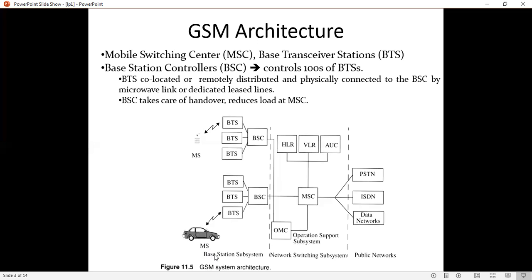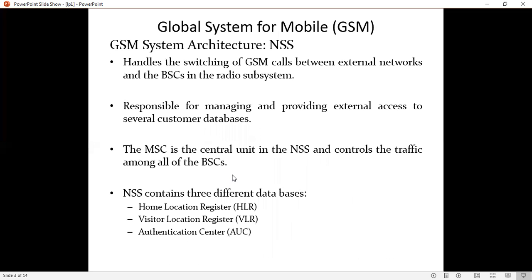So first, the mobile station subsystem will get connected, and then it will be passed on to the network switching subsystem and then to the public network. So this is the basic hierarchy which should be followed. Now first of all, we'll see about NSS.